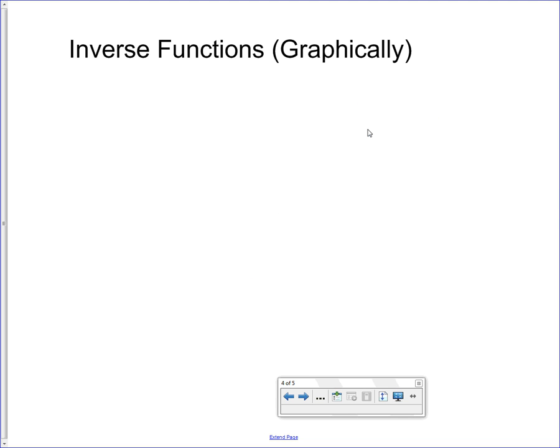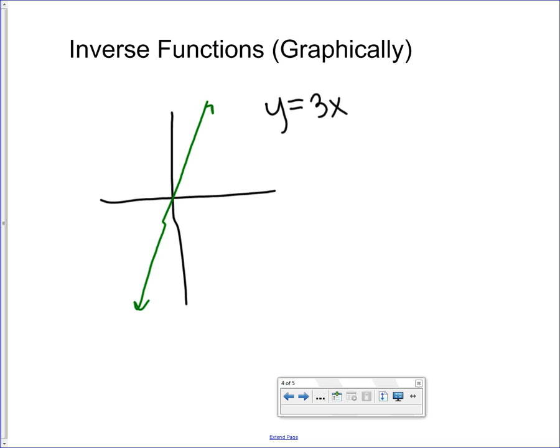So what's that going to look like on a graph? So let's graph a function. Let's graph y equals 3x. If we were to graph that function, it's a line going through the origin with a slope of 3. And we know a couple points on this graph. We know that 0, 0 is on this graph because 3 times 0 is 0. Just put a few points here. Here's 0, 0. We also know 1, 3 because 3 times 1 equals 3.